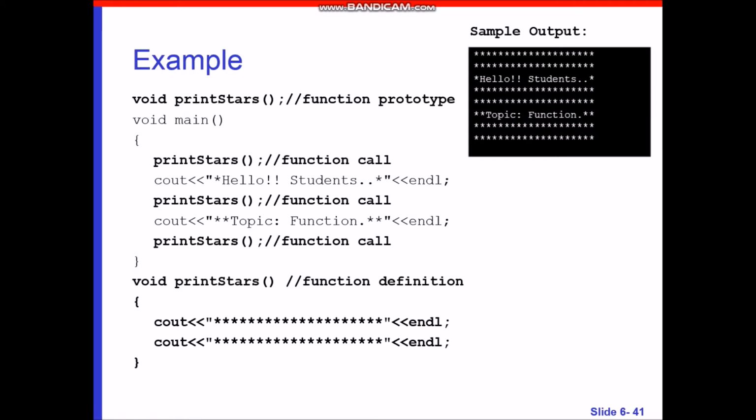Okay, first at the header, you will have the function prototype. For the function prototype, you will have the void and the name of the function, which is print stars. Since it is without the parameter, the brackets will be blank. Then you will end it with a semicolon. Then you will have the main function, where you will call the function print stars, which you already declared here as void print stars.